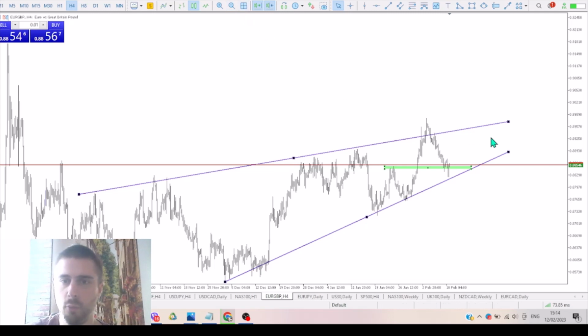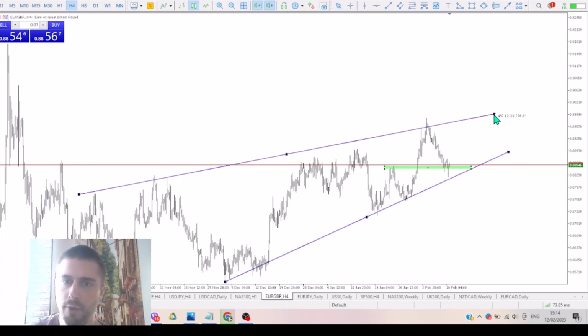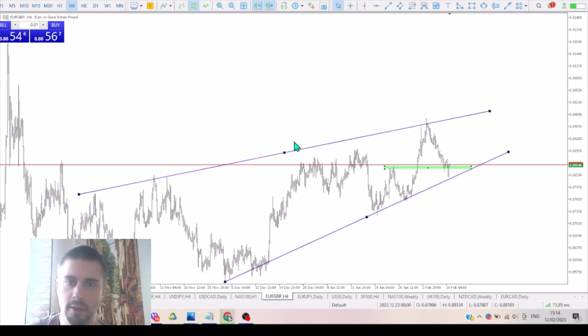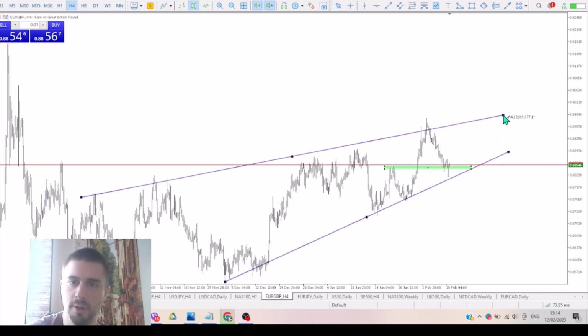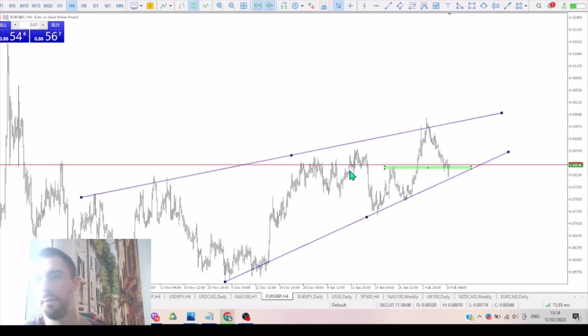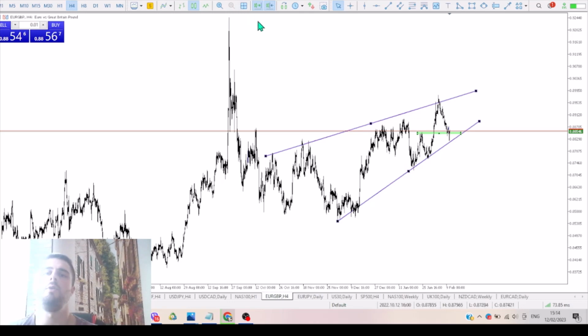But now what can we have? Now we have to rearrange these trend lines so they can be aligned with the more tops and bottoms. So on this chart, really nothing interesting.